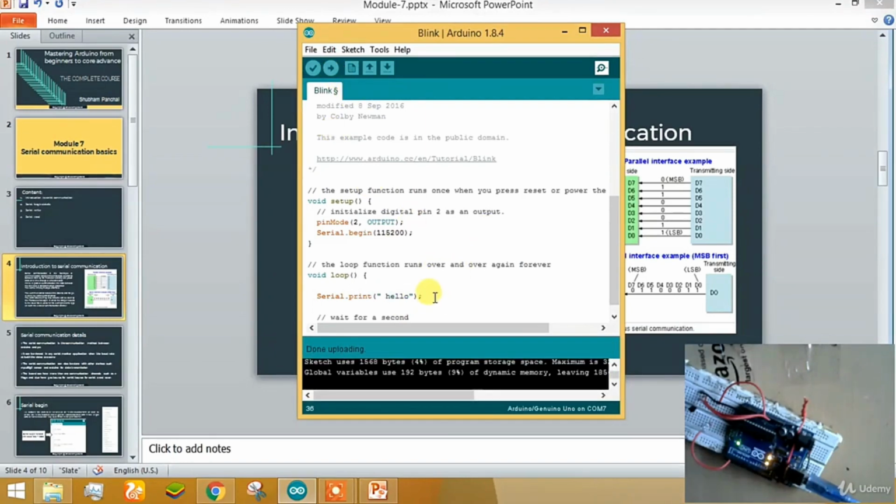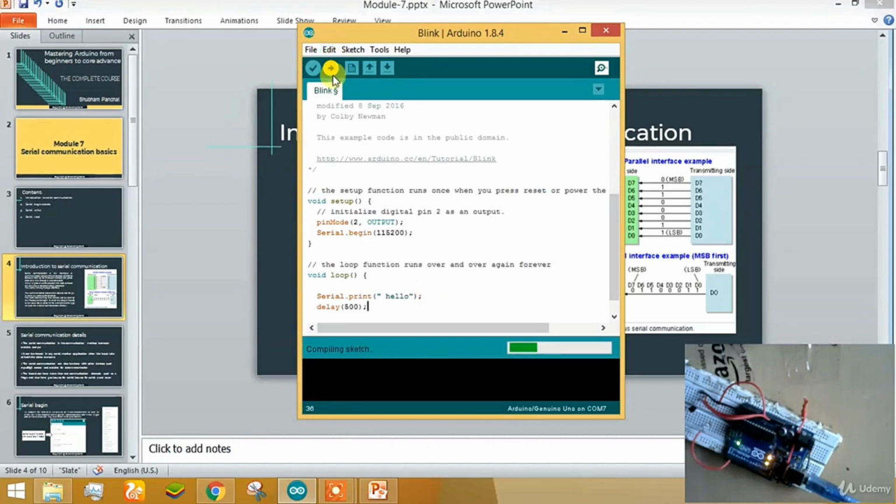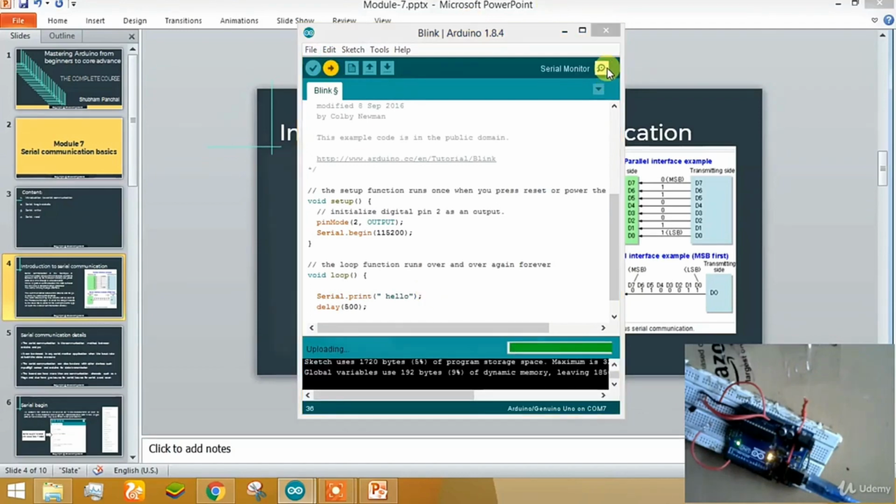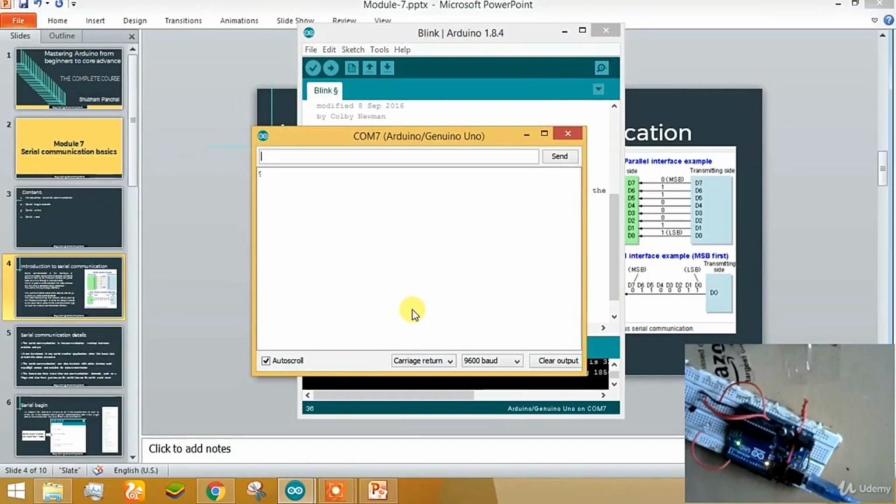First of all, I need to add a delay function so that we can see the data clearly. Say a delay of about 500 milliseconds. That will be enough for us. Terminate the line and again upload it to the board. Now open the serial monitor. What can you see? You cannot see anything because I have set the baud rate at 9600 on the monitor, while in the system I have defined it as 115200.